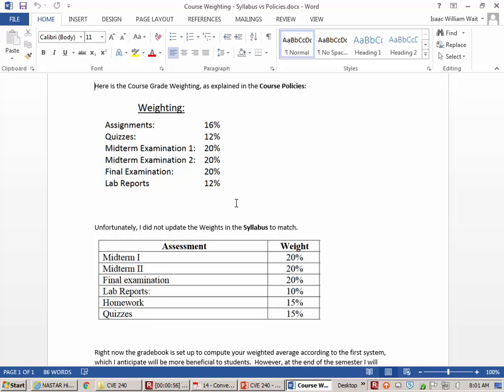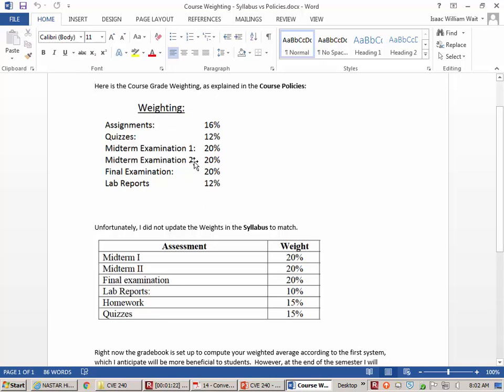I was trying to make it more favorable for students by increasing the weighting on assignments and also the lab reports. But what I'll do, because of the discrepancy, at the end of the semester, I'll calculate your grade both ways, and whatever gives you the higher average is what I'll use to consider your letter grade. So you don't need to do anything. It will continue your weighted average that's shown on iLearn.